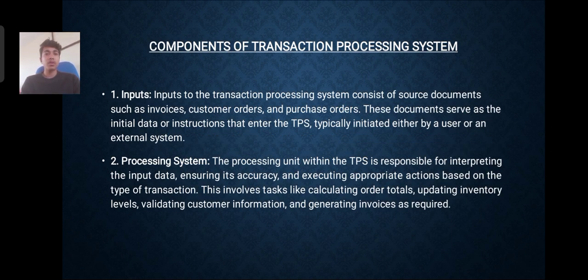Components of transaction processing system. Inputs. Input to the transaction processing system consists of source documents such as invoice, customer orders, and purchase orders. These documents serve as the initial data or instructions that enter the TPS, typically initiated either by a user or an external system. Processing system.